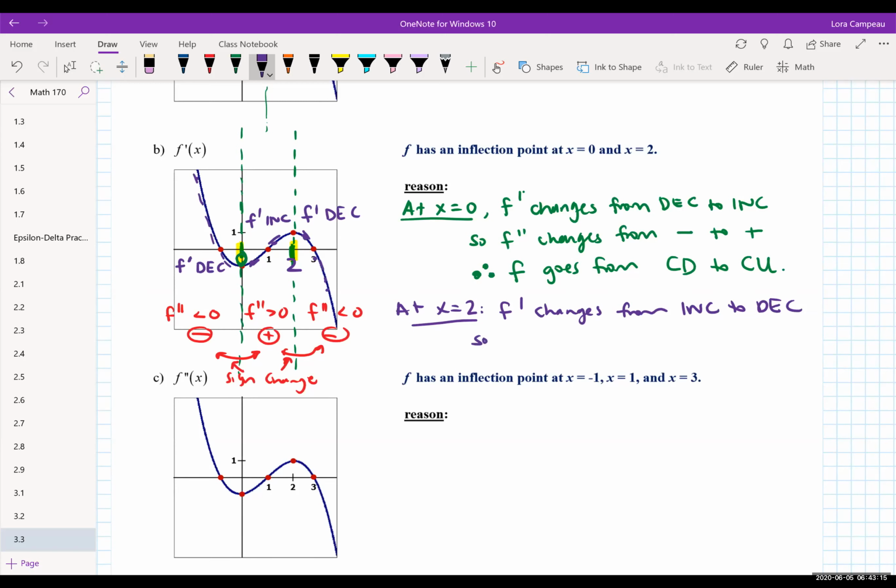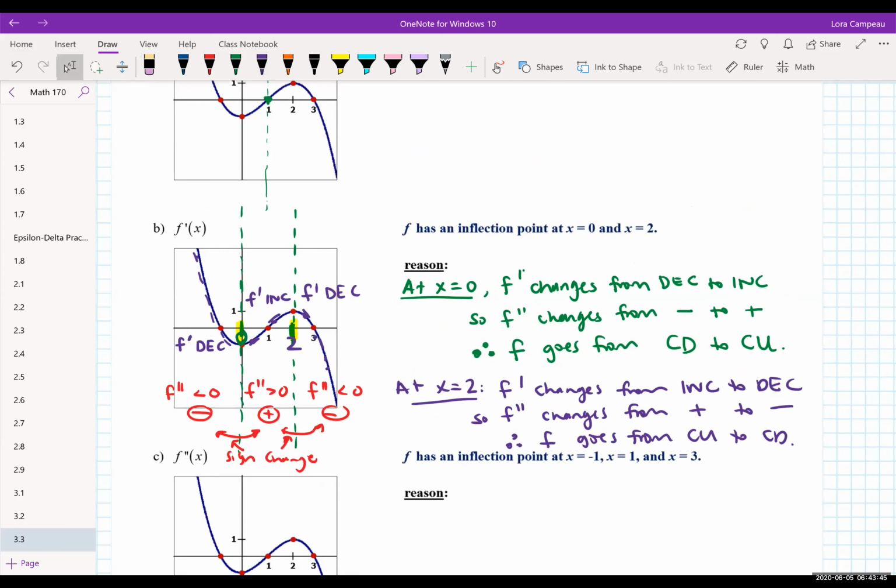So what does that tell you about the derivative of the first derivative? This changes from positive to negative. So what does that mean? We have a sign change. F goes from concave up to concave down, hence the definition of an inflection point. So here in part B, we were analyzing the derivative of the first derivative. That's the increasing, decreasing part, which then gives you the idea of the inflection points.